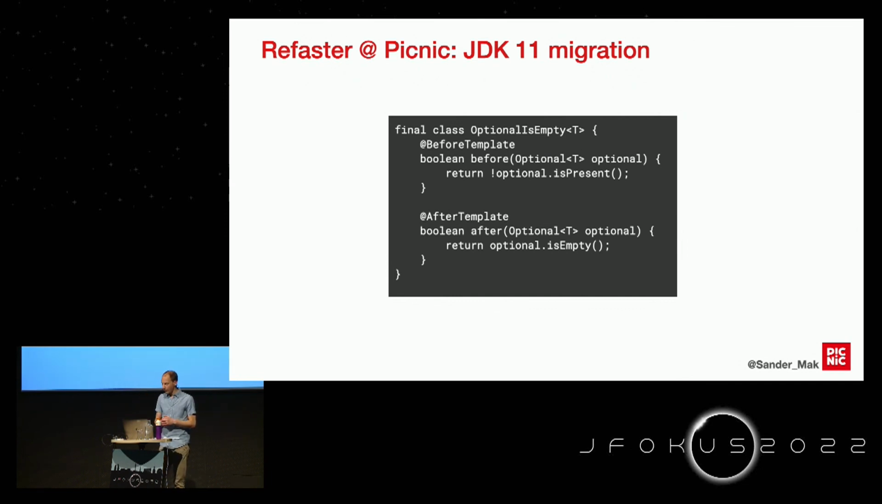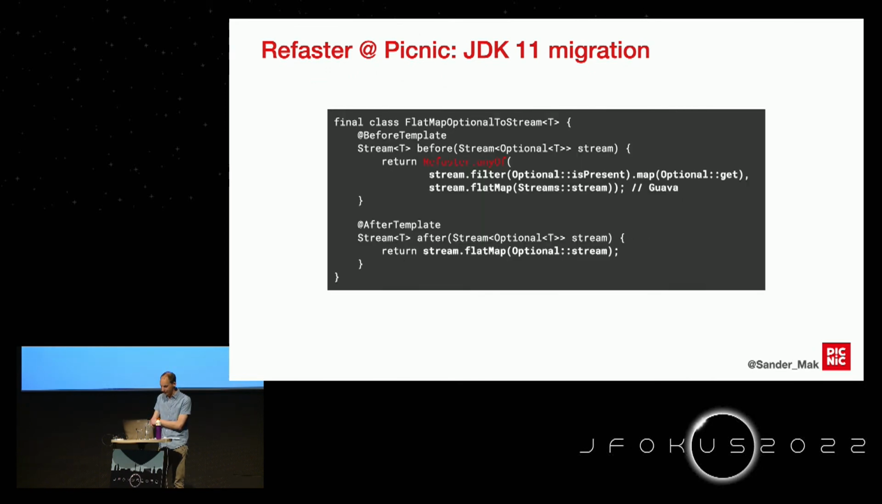So before Java 11, we didn't have an isEmpty method on Optional. We only had isPresent. So what you saw a lot is that people actually said, okay, if not optional.isPresent, then do something. And you can in a much nicer way do this now with isEmpty. So you can use Refaster to do this rewriting for you by just having this very simple template where you match, okay, if you match not optional.isPresent, then you replace it by the optional expression .isEmpty.